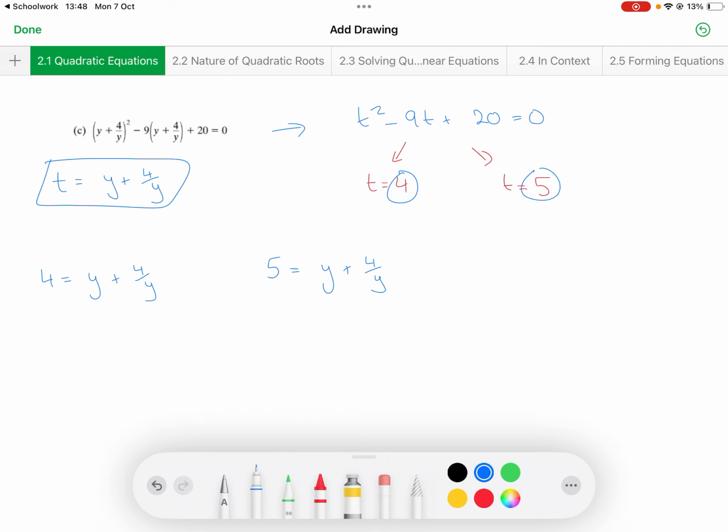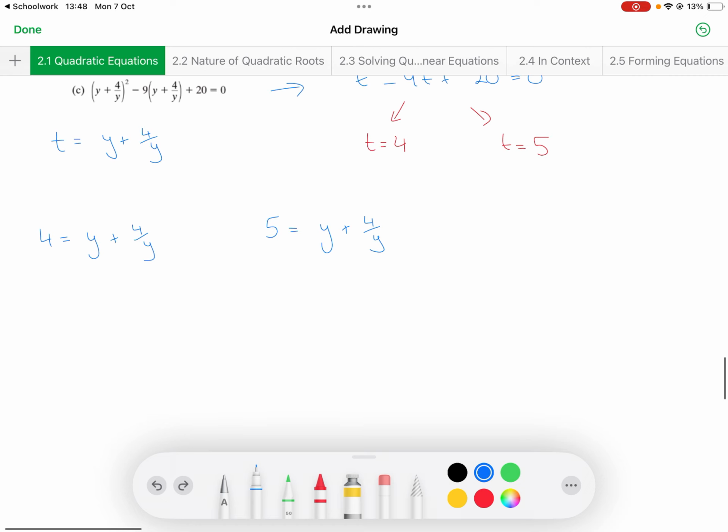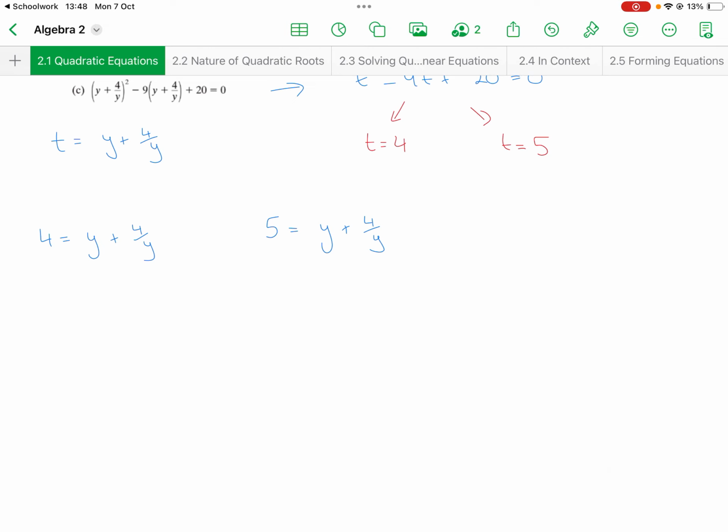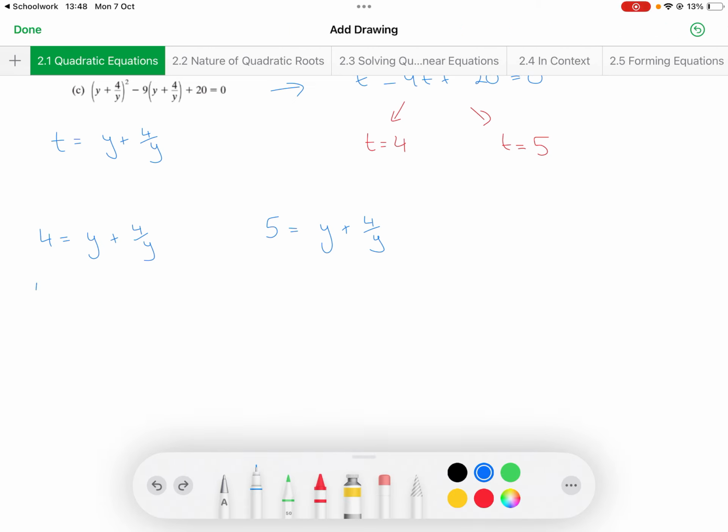So all I've done is in this original one, I've just swapped t for a 4 and t for a 5. So I'm going to multiply across by y, and that gives me 4y equals y squared. If I multiply this by y, they cancel, so plus 4. Bring everything to the left, you get y squared minus 4y plus 4 equals 0.